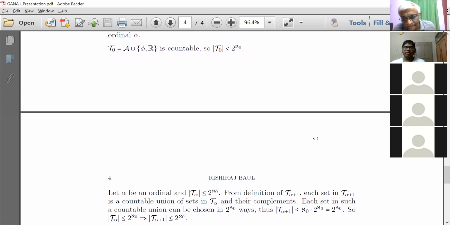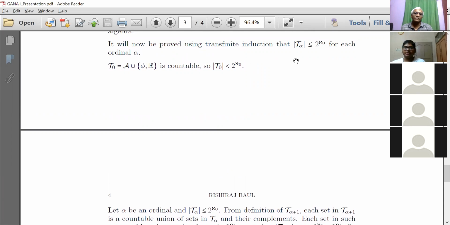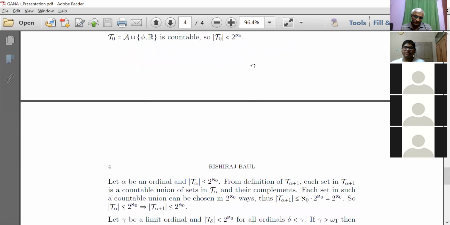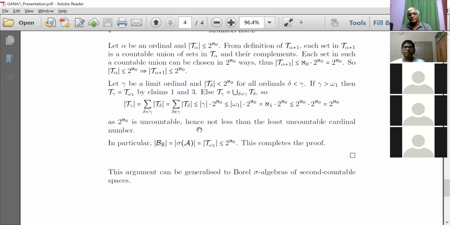So, for this again, we will use transfinite induction. The base case is clear since A is countable, and these are just two elements. Now the successor ordinal case. Suppose we pick an alpha such that the cardinality of T of alpha is less than or equal to 2 to the power aleph naught.